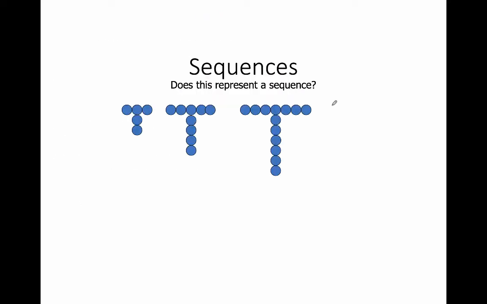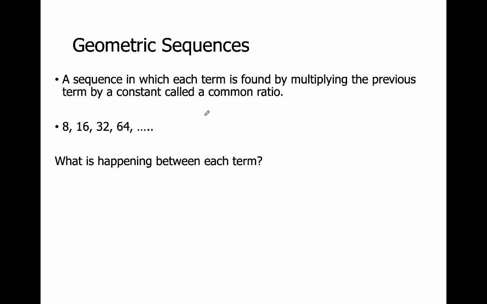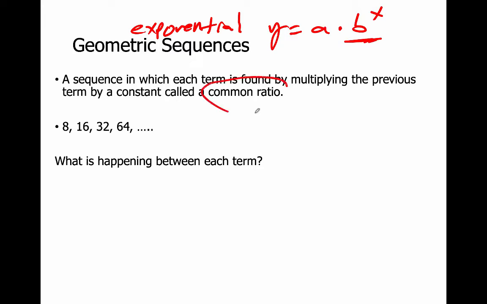A geometric sequence is where we are multiplying. So we just saw those ones on the back there. These are going to be exponential. Remember our basic formula, a times b to the x. This is your common ratio. Your common ratio is going to be r. That's going to be the same thing as what our base is. What are we multiplying by each time?